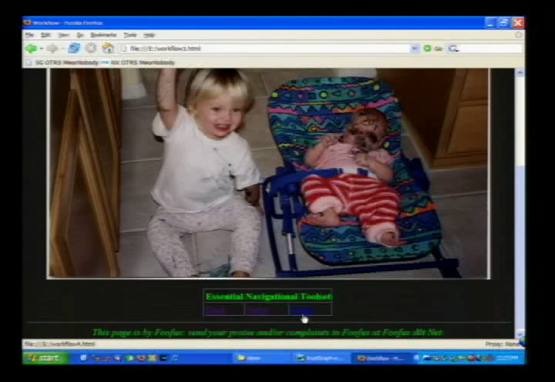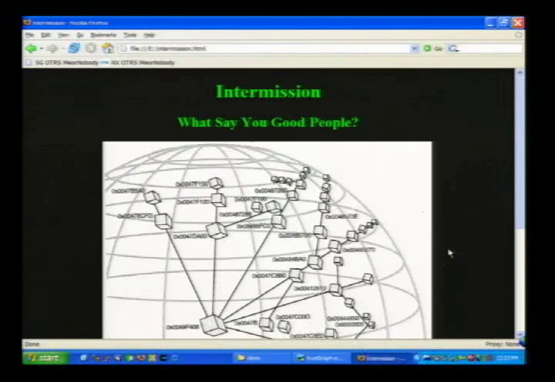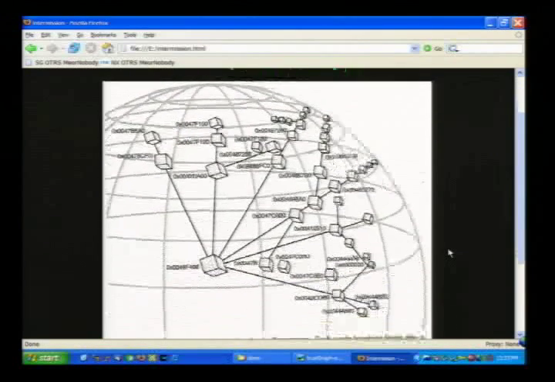And we want to see if we can't make it tell us more interesting things. So I call it this is somewhat bullshit, even though it was fun to make. So here's a little intermission for you. What do you think of this graph?